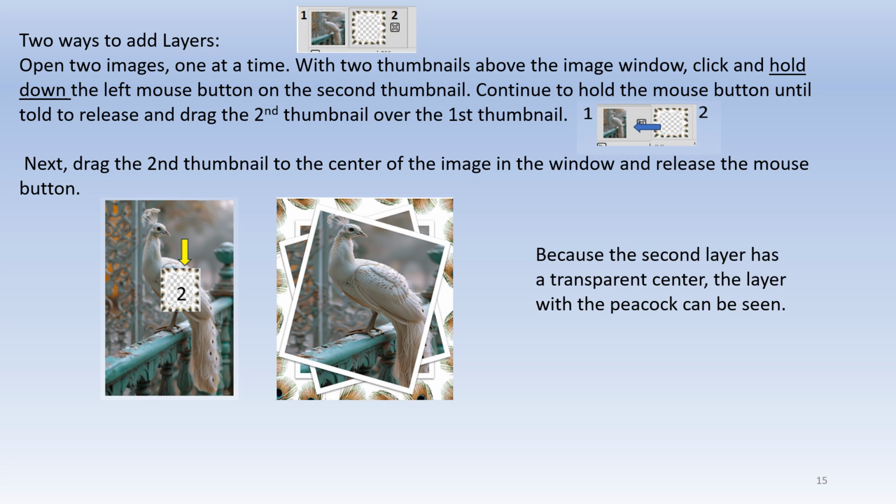Two ways to add layers. Open two images, one at a time. With two thumbnails above the image window, click and hold down the left mouse button on the second thumbnail. Continue to hold down the mouse button until told to release and drag the second thumbnail over the first thumbnail. Next, drag the second thumbnail to the center of the image in the window and release the mouse button. Because the second layer has a transparent center, the layer with the peacock can be seen.